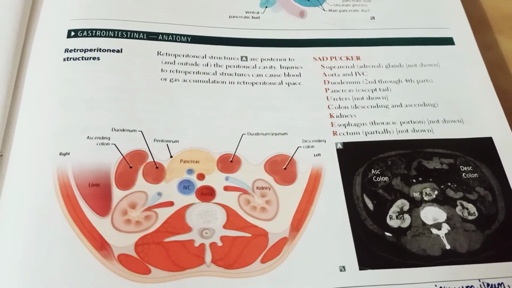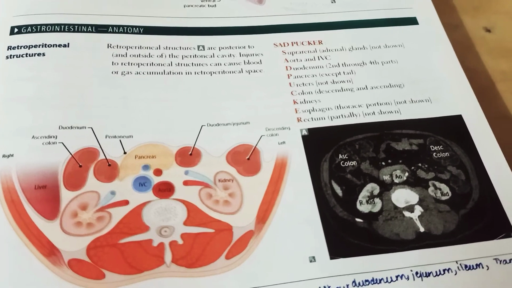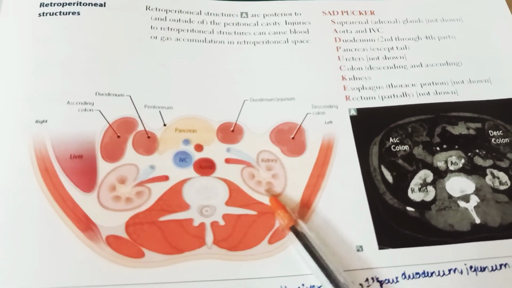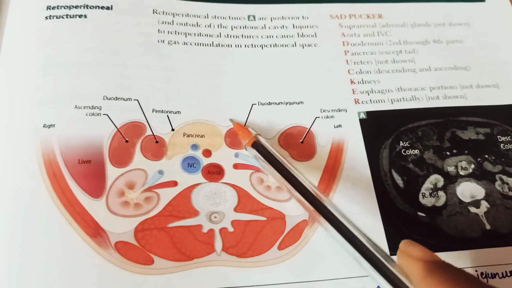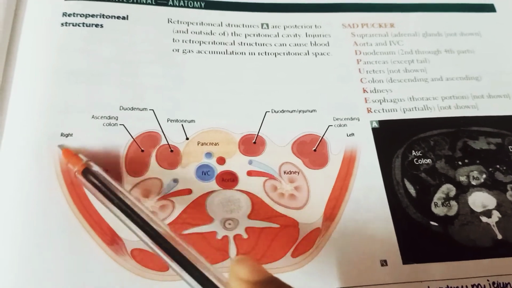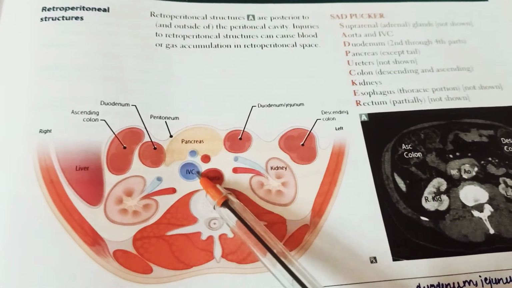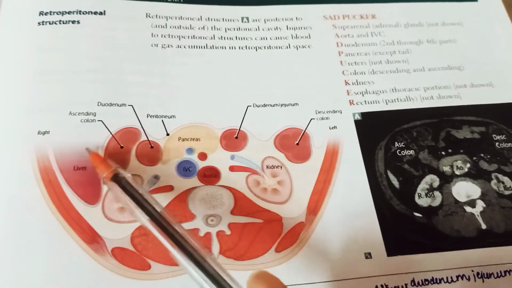Now let us learn retroperitoneal structures. Retroperitoneal structures are those which are posterior to, or outside of, the peritoneal cavity. You can see here the peritoneum covering all the organs on one side like this, and these are the structures which are retroperitoneal. You can see here the inferior vena cava, aorta, and kidneys. They are covered only on one side.